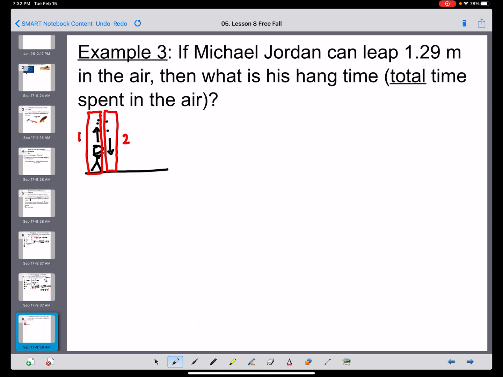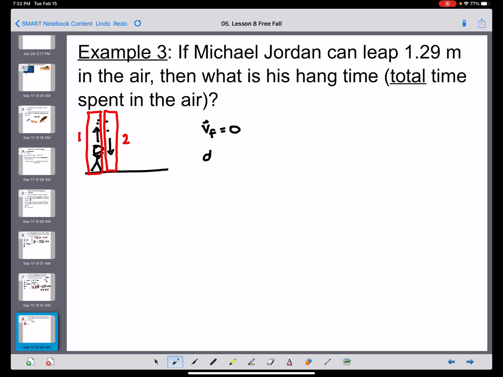Now when you jump in the air, what you're really doing is you're sort of throwing yourself in the air, you're launching yourself. So VI is not 0. But something is 0 in part 1. Think about what it is. And if you said that it was VF, that's perfect, because when you reach your maximum height at the end of part 1, that's where you're not moving for a split second.